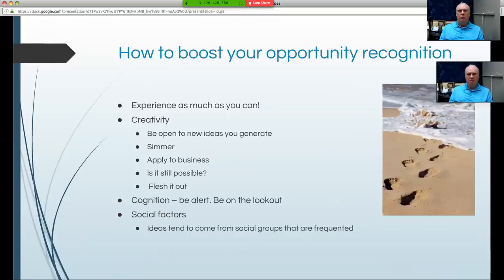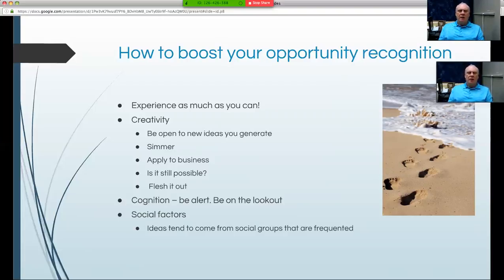How to boost your opportunity recognition? Well, first, experience as much as you can. The more experience you have, the more opportunities you gain for coming up with a business idea. You might set out to be deliberately creative. If you do get an idea, follow it up. Be open to new ideas you generate. And then once you've got an idea, think on it, sleep on it a while. It might flourish, it might germinate.